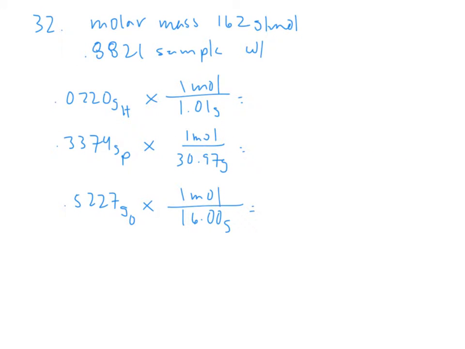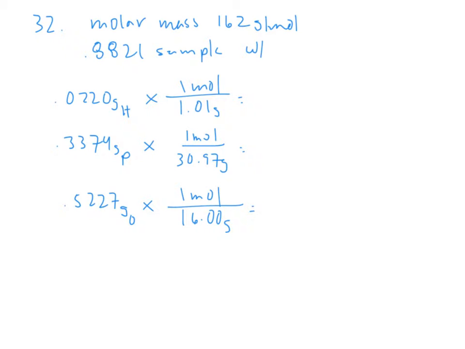Number 32, you're again asked to determine empirical and molecular formulas. You're given a molar mass of 162 grams per mole, and you're told your sample size is 0.8821, and the composition is 0.0220 grams hydrogen, 0.3374 grams phosphorus, and the remainder is oxygen. So I simply added the two masses from hydrogen and phosphorus, subtracted from the sample size of 0.8821, and that's how I got my mass of 0.5227 for the oxygen.